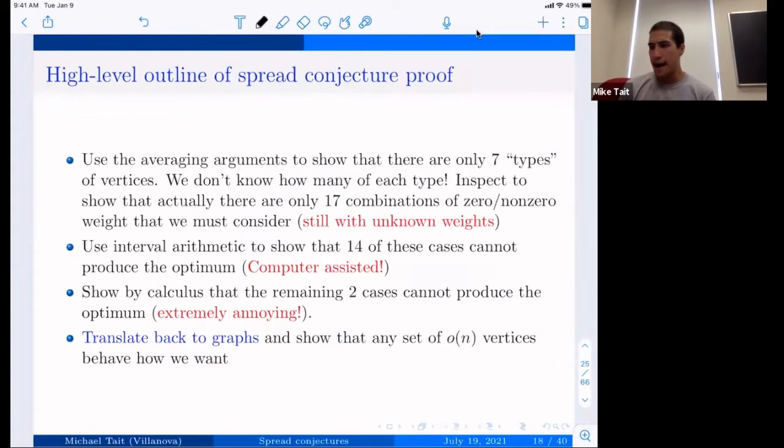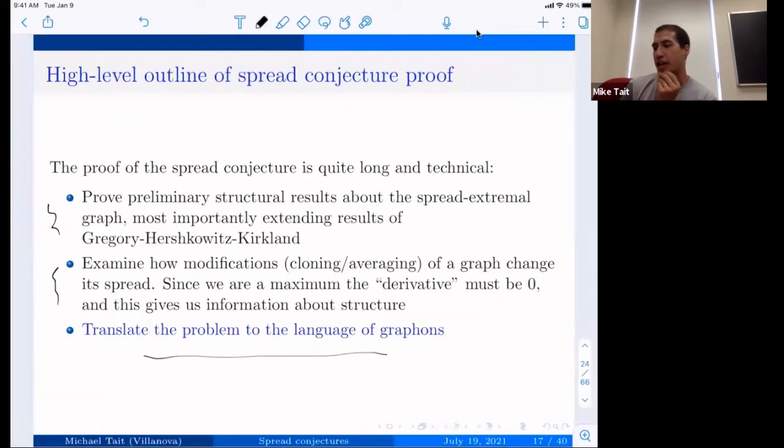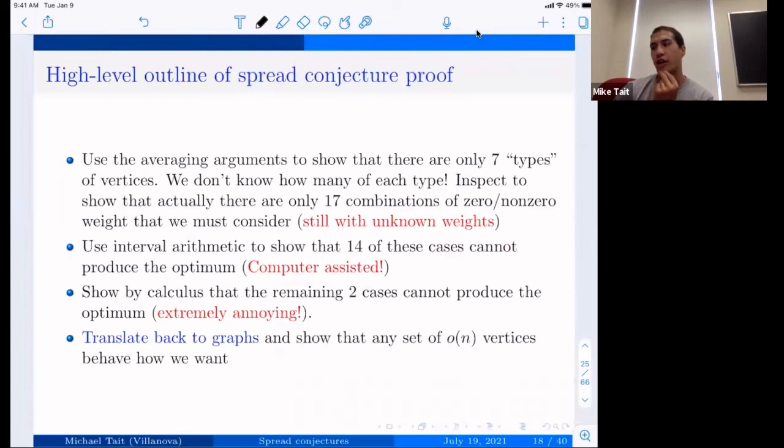I'm not going to say a lot about graph limits in this talk. So we do this kind of averaging, and we show that there are actually only 7 kinds of vertices. What I mean is that if there are more than 7 types of vertices, we can do some averaging and increase our spread, and that's a contradiction. So in the extremal graph, you can make a quotient matrix that is at most 7 by 7. And you can calculate the spread of this quotient matrix, and that's the spread of the original graph.